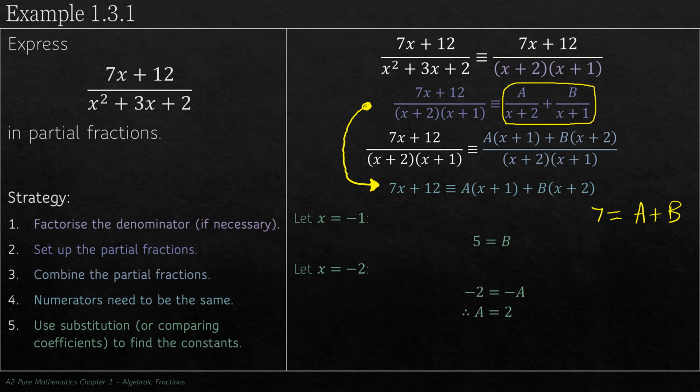This is the comparing coefficients alternative method. We've compared the x terms, so you could compare the constant terms. On the left we have 12. On the right, the constant terms are a times 1, which is a, plus b times 2, which is 2b. Now you can see how this method takes longer because we now have simultaneous equations to solve, but it's an option if you want to use it. Now in later examples, sometimes I will use a little bit of comparing coefficients, but I haven't done in this example. So we found A, we found B.